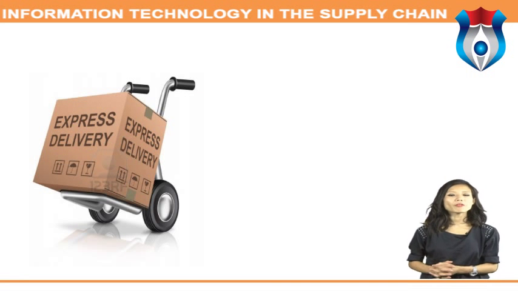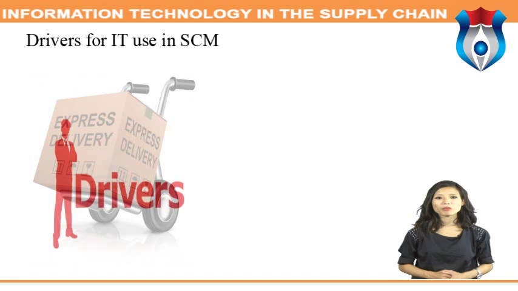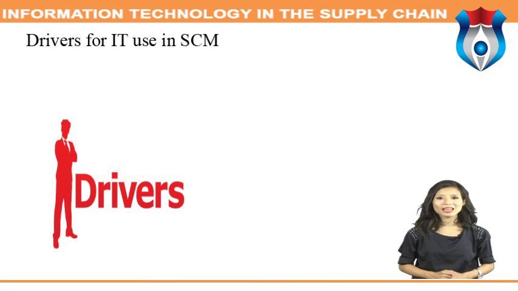Finally, the third type of IT used in SCM, order tracking and delivery coordination, refers to the monitoring of individual orders or shipments.